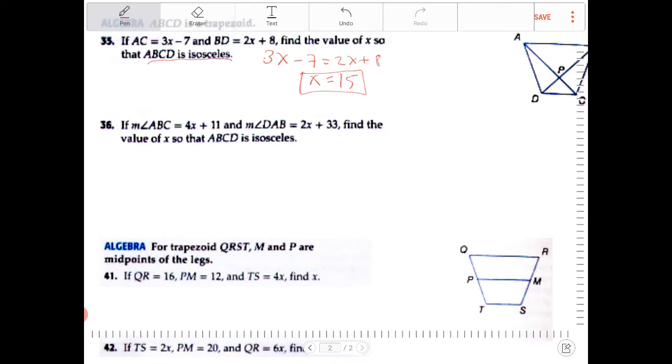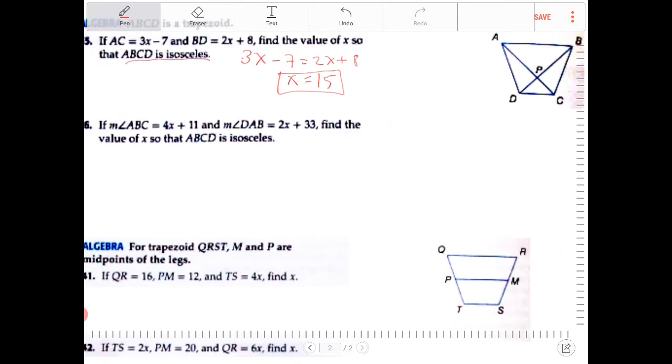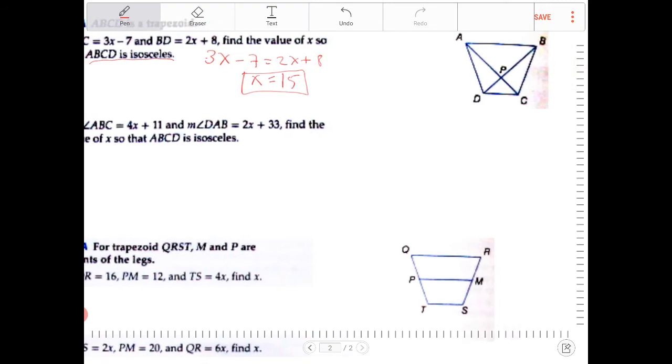ABC is equal to 4x plus 11. DAB is 2x plus 33. Those are base angles. So 4x plus 11 will equal 2x plus 33. Subtract 2x, I get 2x. Subtract 11, I get 22. Divide by 2, I get x is equal to 11.